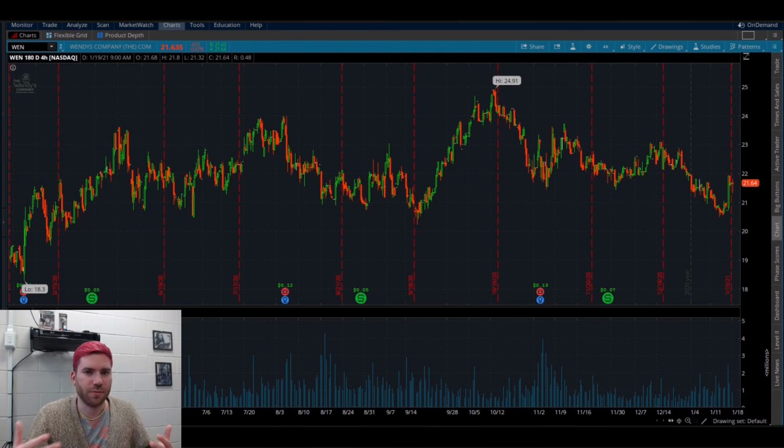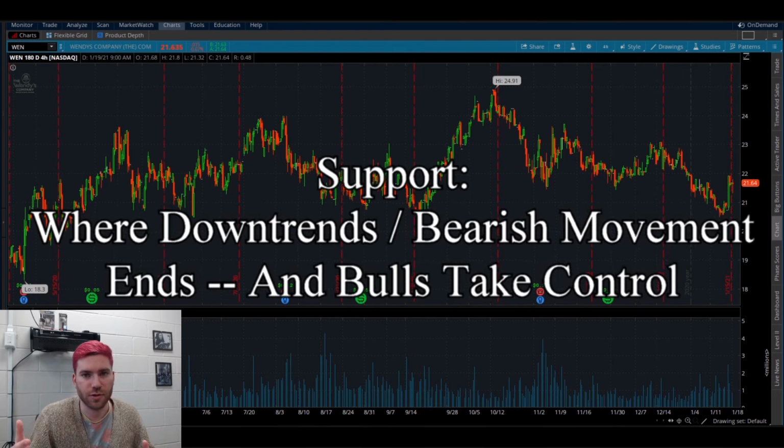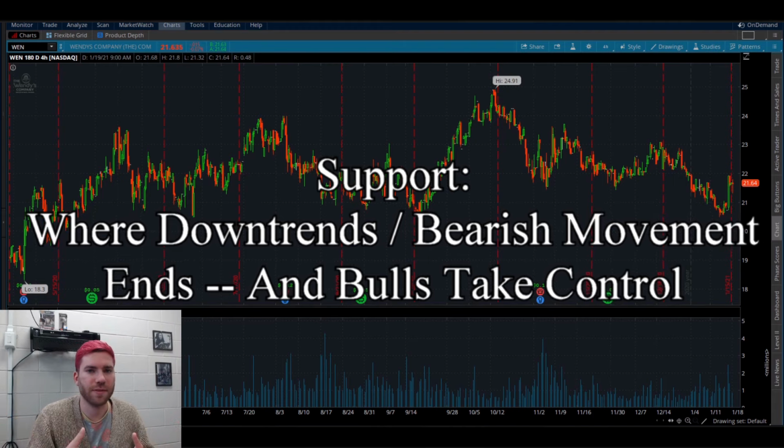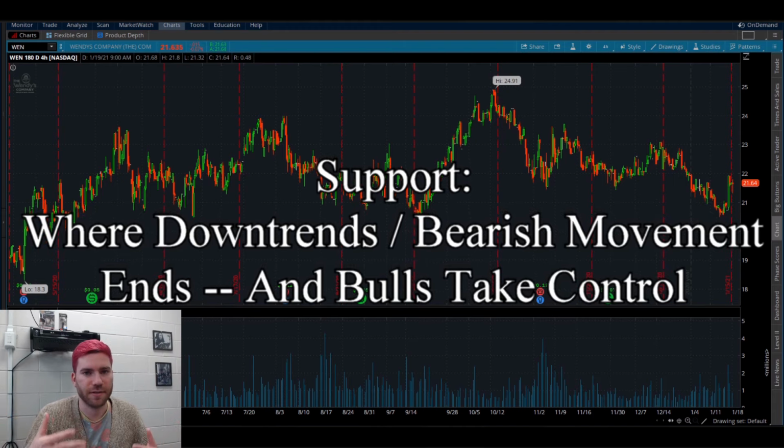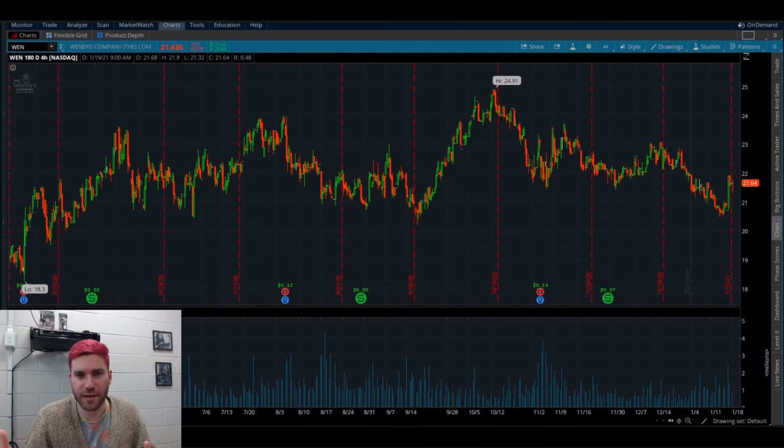Now, a support area is where the price action goes from bearish to bullish due to a reversal. What happens is these areas are seen as a place of confidence where people think there's going to be a reversal because of previous price action saying so. So folks buy in, bears lose their power, bulls take over, and it goes up.